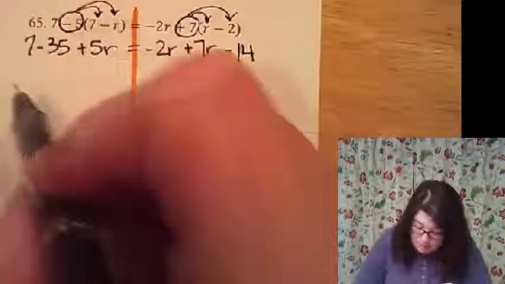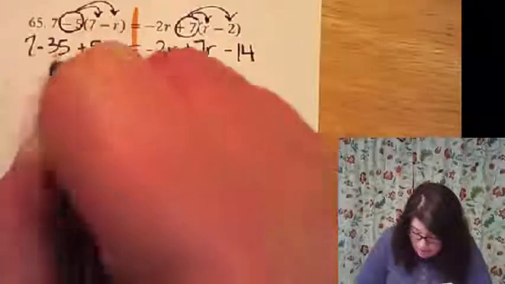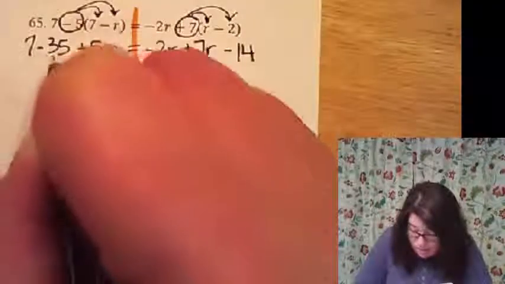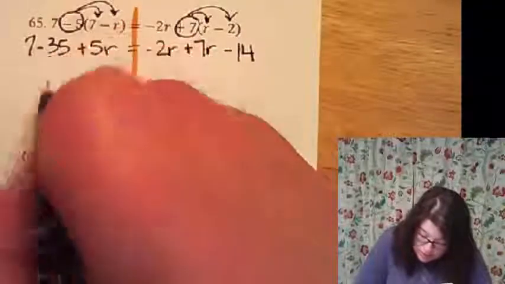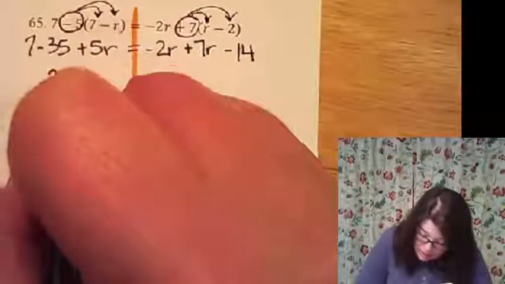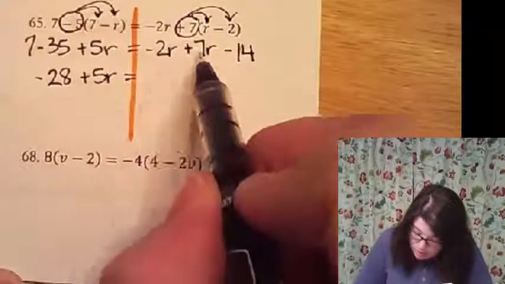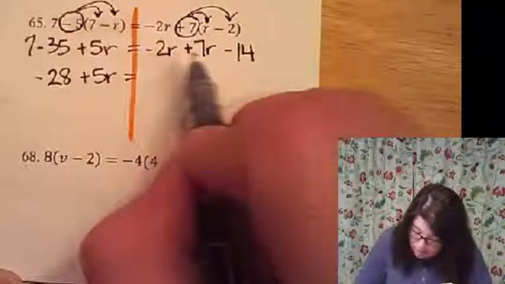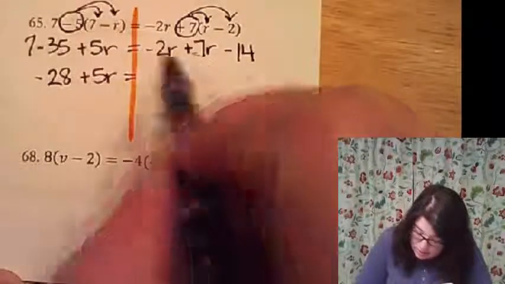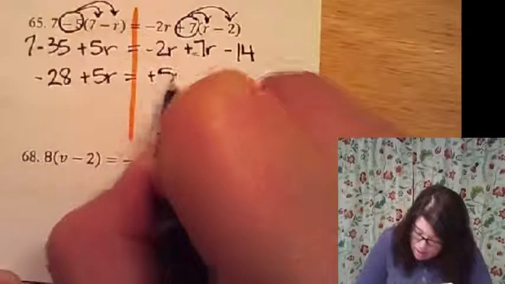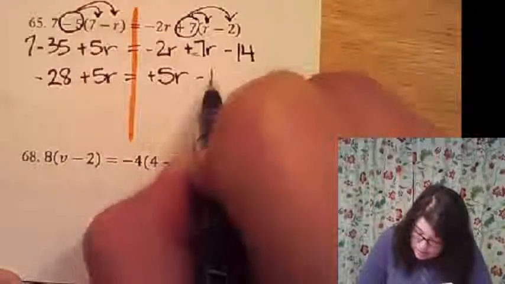So check for distribution, then you can combine like terms on the same side. All right, so let's see. I have a constant variable. Well, these two constants can go together. 7 minus 35 is going to give me negative 28. And over here I've got variable, constant. So my variable terms can go together. Negative 2 and positive 7 gives me positive 5r and minus 14.